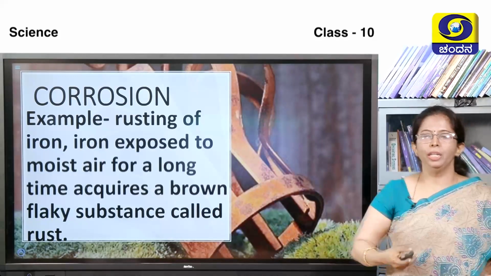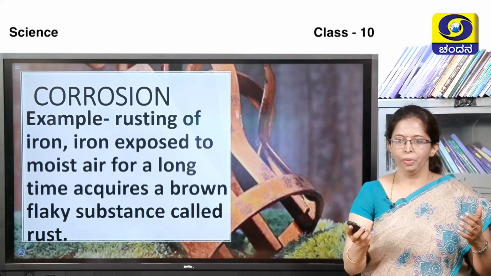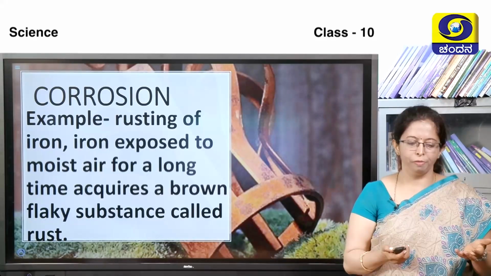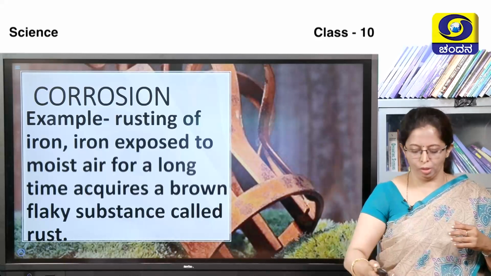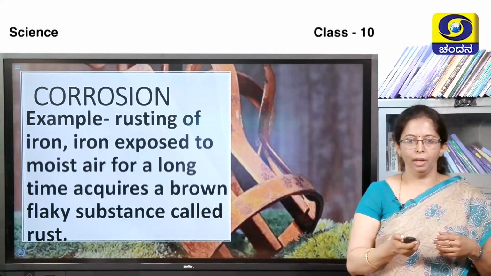So, metals usually have luster on them. One of the important physical features of the majority of metals is they have luster, a bright shining appearance. Due to corrosion they lose their luster.